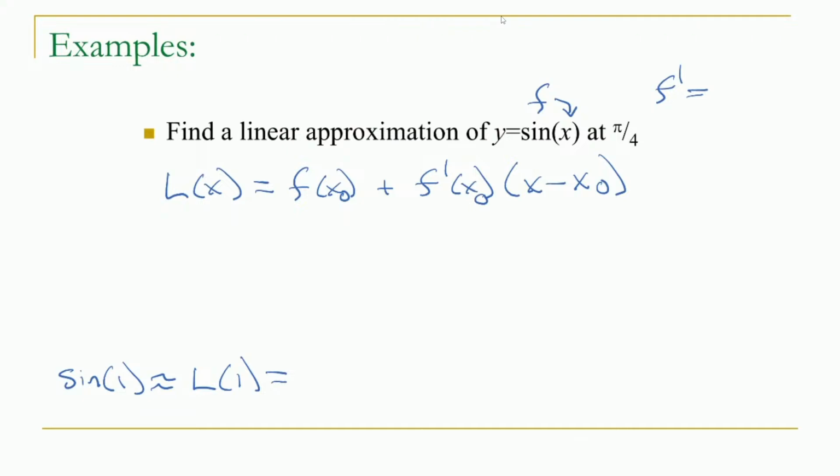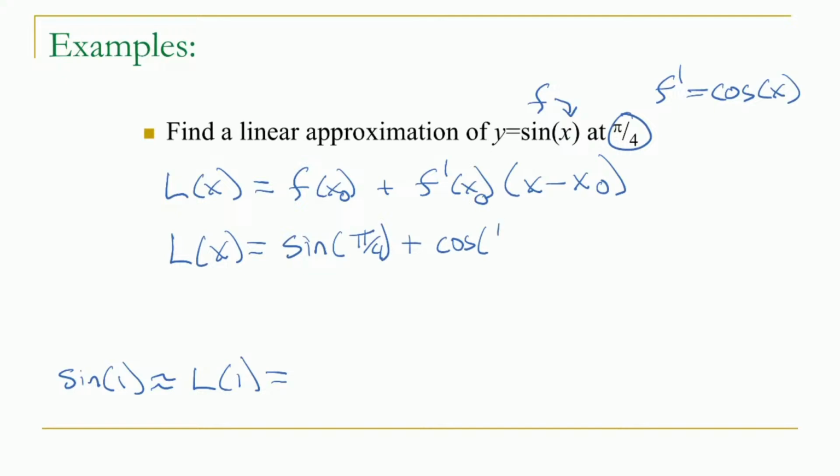Okay. All right, let's do this. We'll step through this and make sure we get it right. First thing we need to do is we need to know the derivative of sine of x. Zach, what is the derivative of sine of x? It is cosine of x. Very good. And then what we're going to do is plug this number into each of these. So L of x is going to be sine of pi over 4 plus cosine of pi over 4 times x minus pi over 4. But I need to know what the sine and the cosine are of pi over 4.